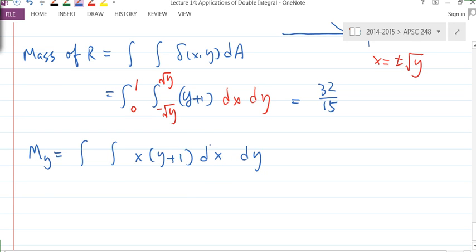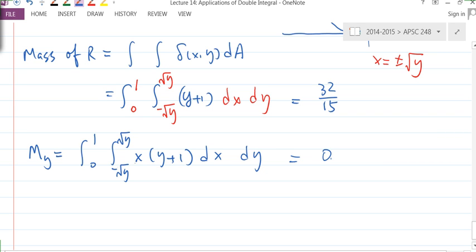So dx here goes from negative root y to positive root y, and y is 0 to 1, the same integral limits as the mass. You carry out this integral, nothing tricky here. When you integrate with respect to x, you treat y as a constant. Keep going like that, and you'll see this is 0.